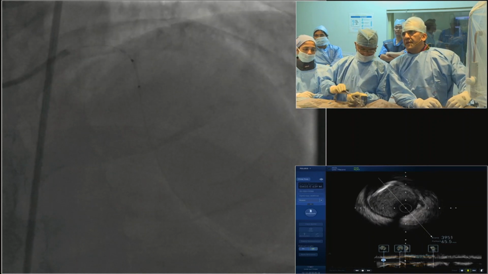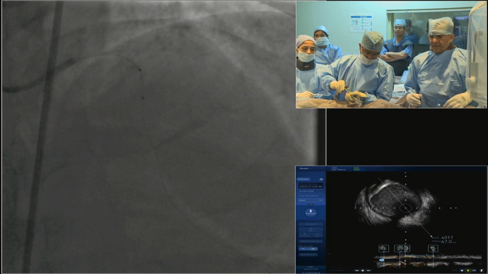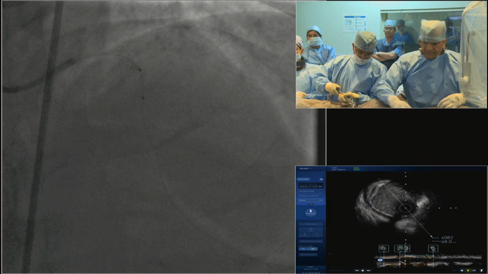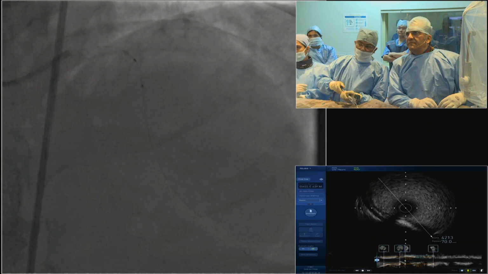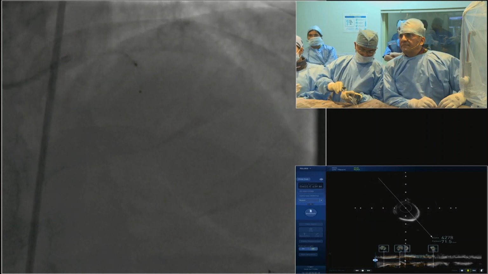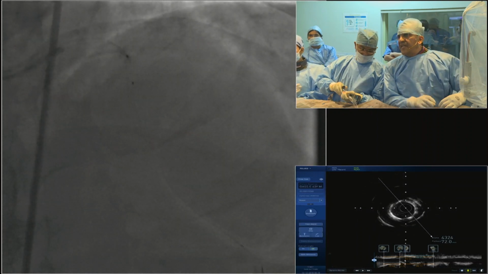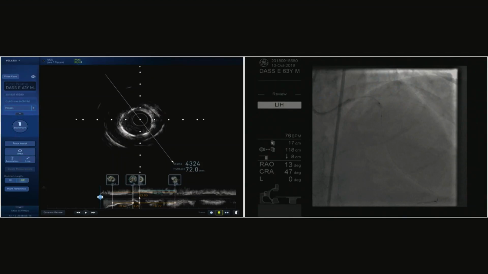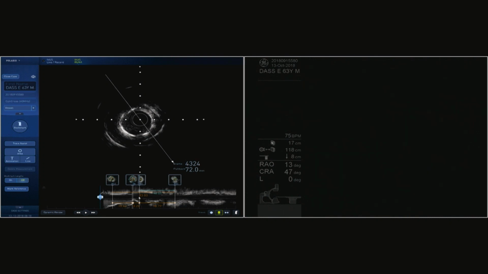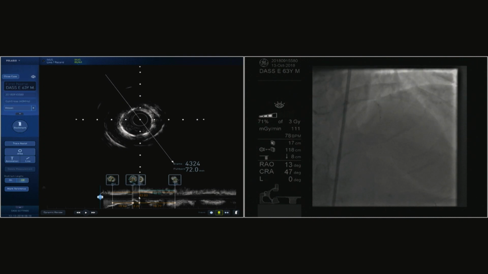So any particular choice of scoring balloons? You're using a Flextome? I'm using a Flextome. Yeah. 3, 4, 5. Have you de-aired it? There's lots of air. Can we de-air it? Yeah, lots of air. So just make sure it's de-aired properly. Just once more, de-air it. Okay, good. Go ahead. 2, 3.